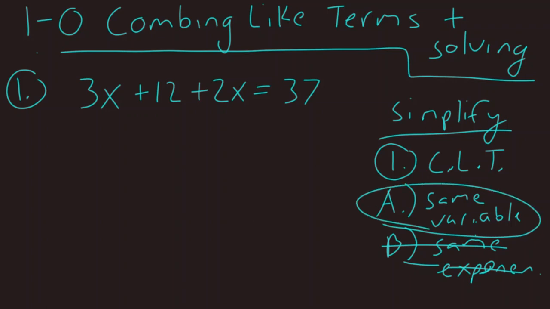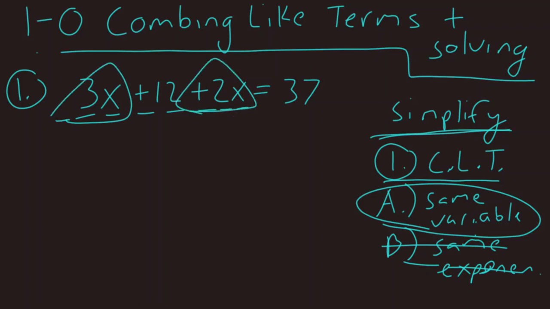So when I look at number 1, I see 3x plus 12 plus 2x equals 37, and we want to simplify this by combining our like terms. So when you look on the left side here, 3x plus 12 plus 2x, what's your intuition? Which two terms do you believe belong together? And if you said the 3x and the 2x, you would be totally correct. They both have an x. The 12 is different because it's a constant, it doesn't have a variable.